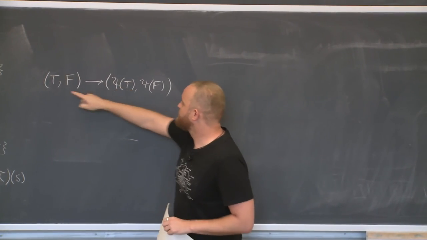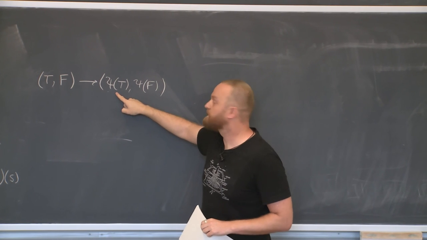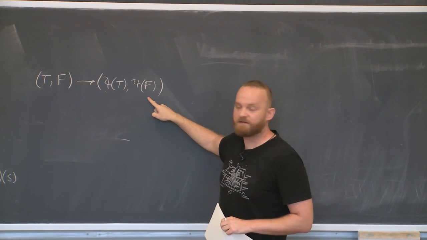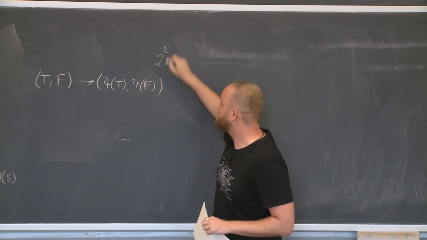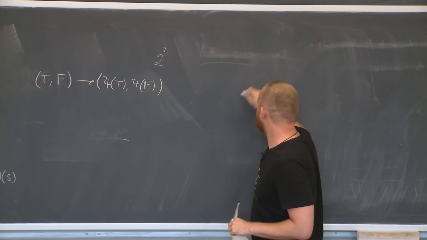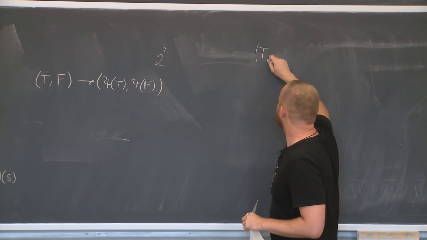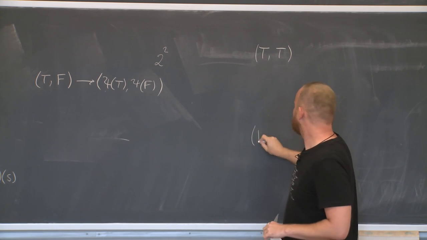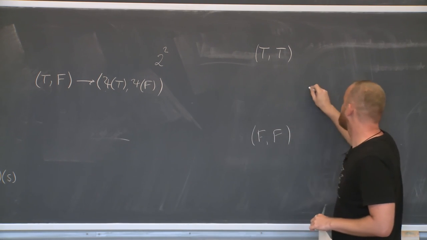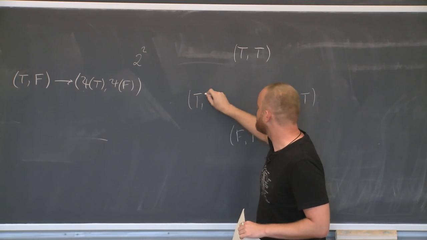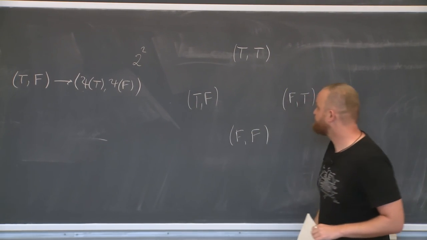Well, true can either get mapped to true or false, and false can get mapped to either true or false, which means that there are 2 to the 2nd possible different mappings psi. There is the mapping that sends both the statements to a true statement, both to a false statement, one to a false and a true statement, and the other one to a true and a false statement.